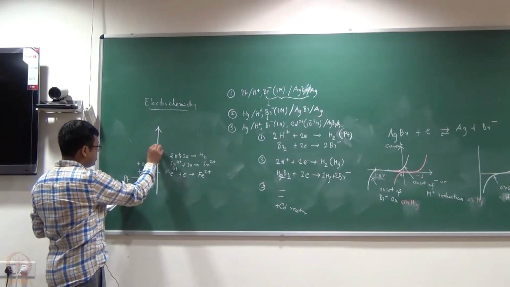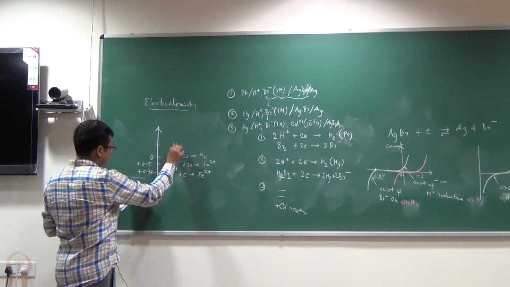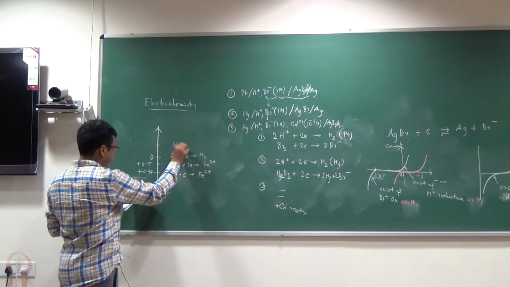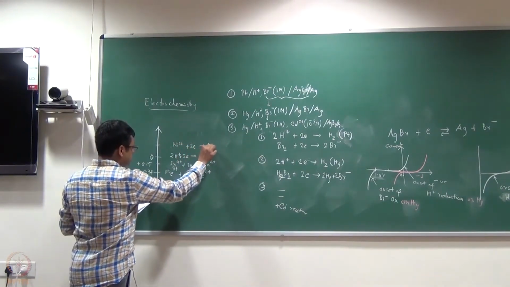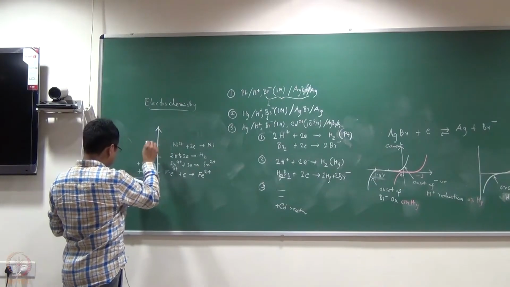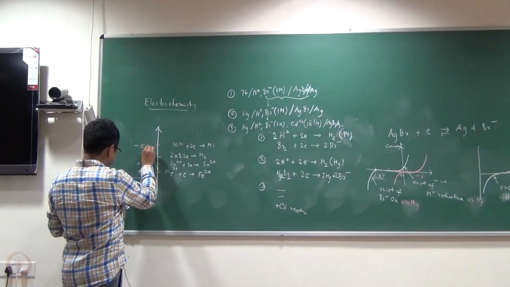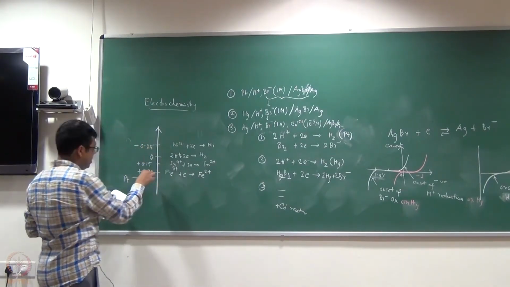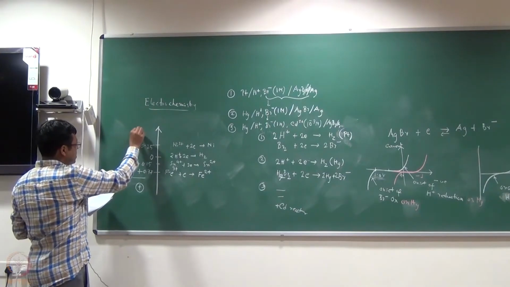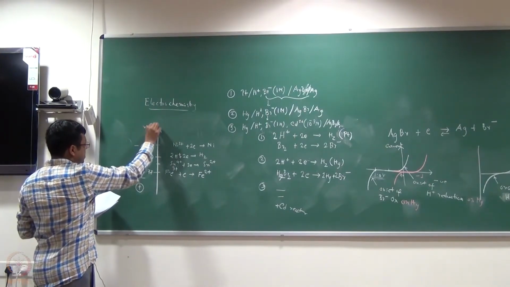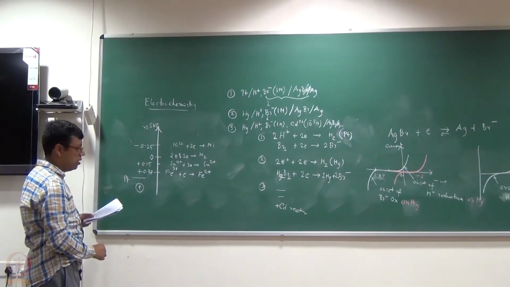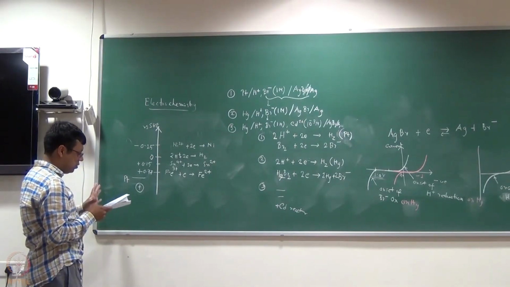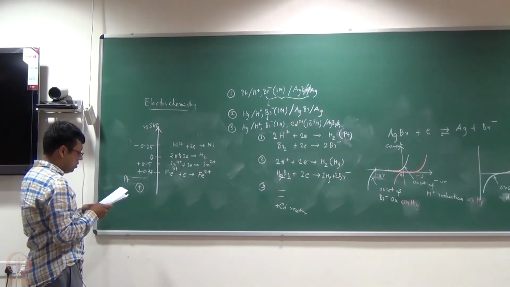Okay. And also I have suppose some nickel ion. Ni2+ plus 2 electrons giving Ni. Okay, that is basically minus 0.25. And this scale is of course the potential scale versus the standard hydrogen electrode, because that's why the standard hydrogen electrode is 0.